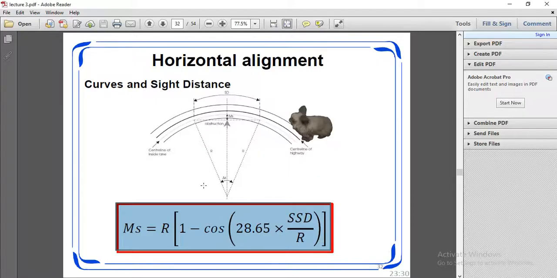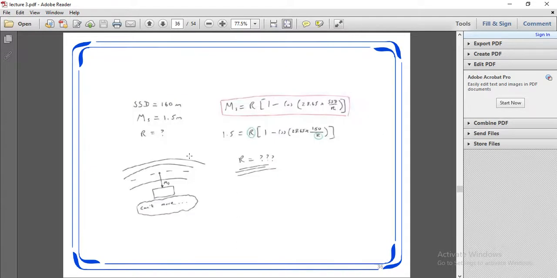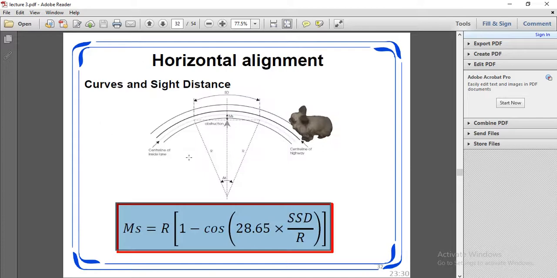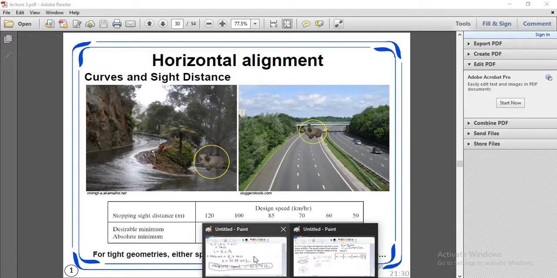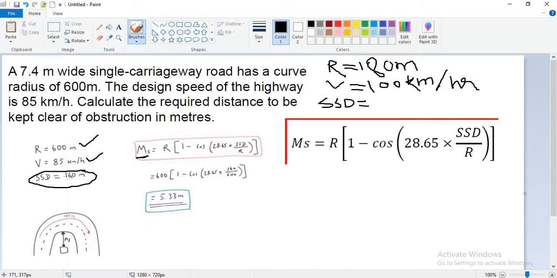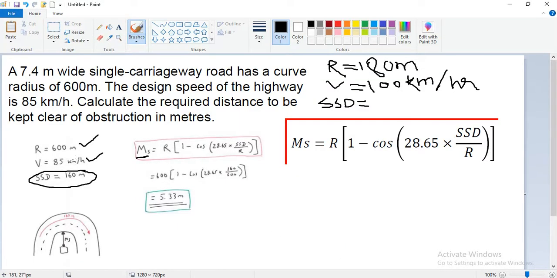So now, sight stopping distance, absolute minimum design speed. Here the design speed was 85, and the SSD was 160. Here we can see it was 85, so the SSD was 160.